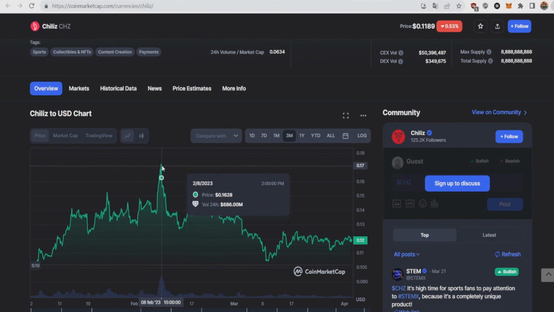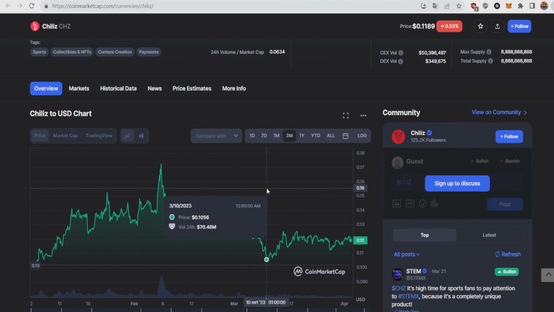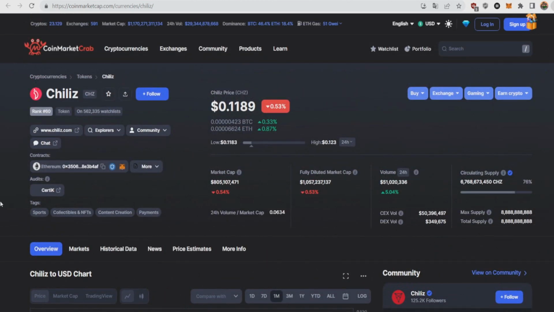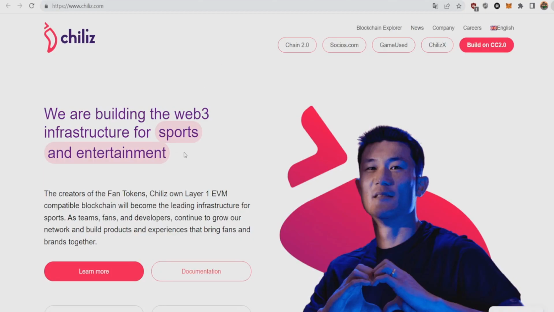We then spiked up all the way to like 18 cents, which was an 80% gain, but then actually went down back to like 10 cents levels. And now in the last month, a steady uptrend. But why is Chiliz going up and down? Because they're waiting for big improvements to come, which is basically building the Web3 infrastructure for sport and entertainment.